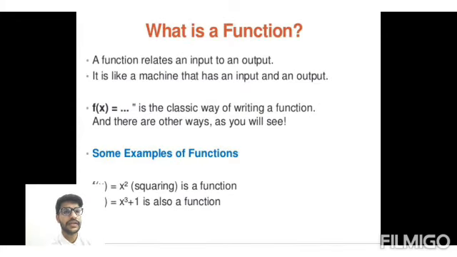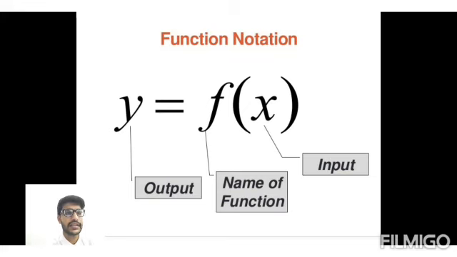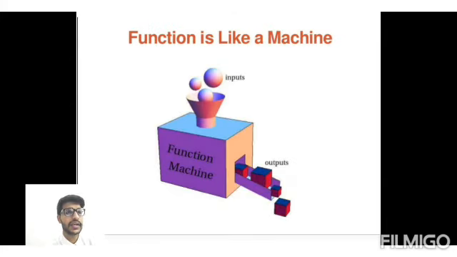What are functions? They relate an input to an output. It is like a machine that has an input and an output. f is a function, and f(x) is the classic way of writing a function; there are other ways, as you will see in some examples of functions, such as squaring functions. Function notation: y is equal to f(x), where y is the output, f is the name of the function, and x is the input. A function is like a machine: input, process, and output.